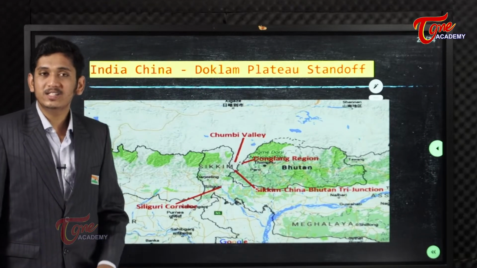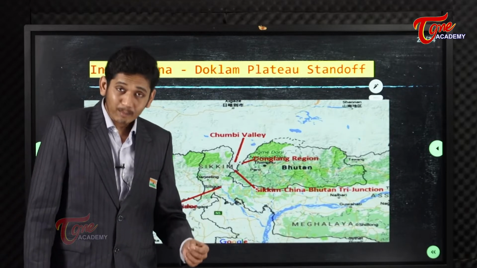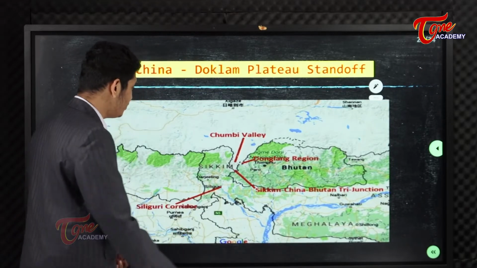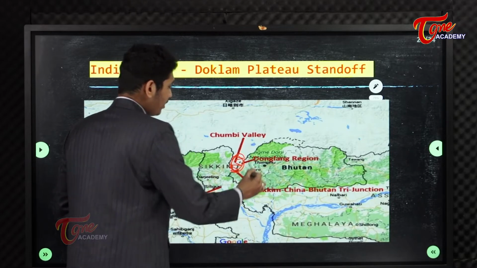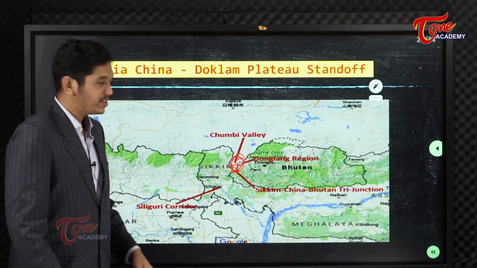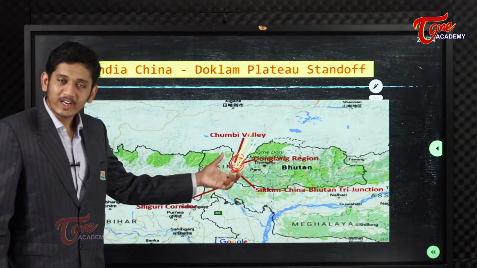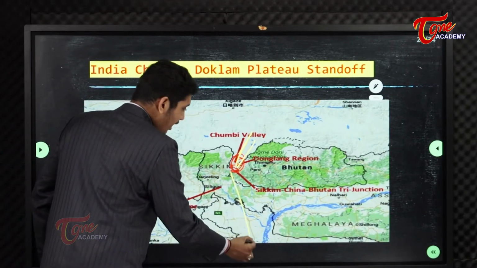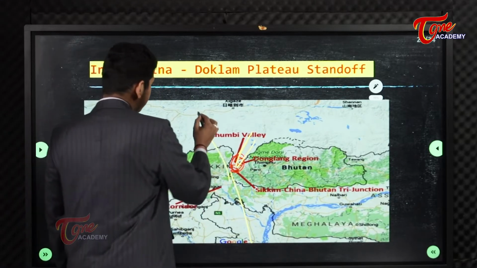Where exactly is this Doklam Plateau? This Doklam Plateau is a region bordering Bhutan and Sikkim. This is the mid part, this area. This area is the Doklam standoff. What happened? China was trying to build roads in this region, which is very near to the chicken neck of India, that is also called the Siliguri corridor.